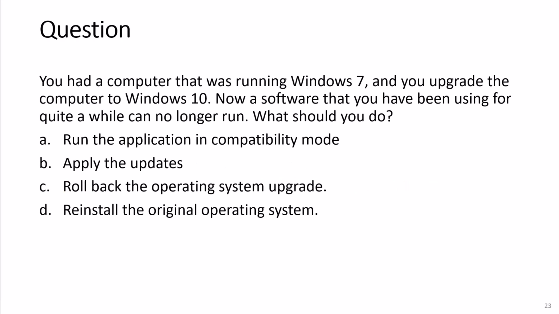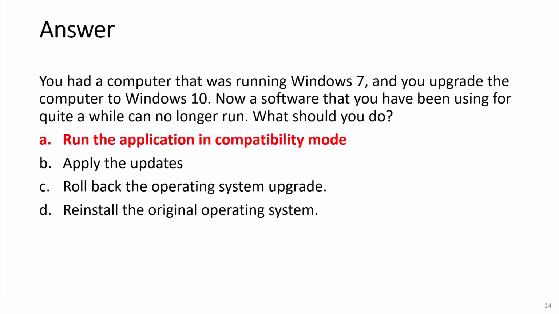Question: You had a computer that was running Windows 7 and you upgraded the computer to Windows 10. Now a software that you've been using for quite a while can no longer run. What should you do? Answer: Run the application in compatibility mode.